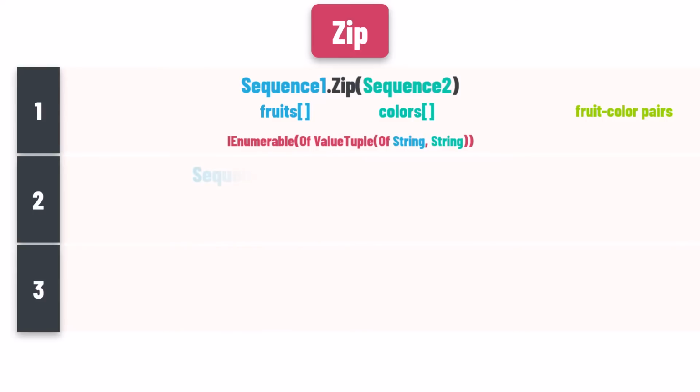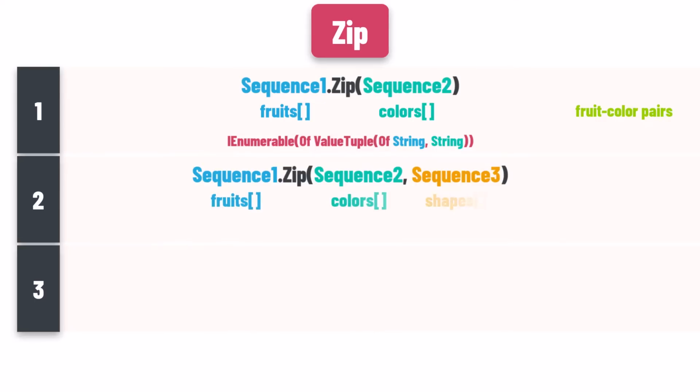Moving on, the second overload of zip works with 3 sequences. Similar to the first, it produces an IEnumerable of tuple, but this time, each tuple contains 3 elements, one from each of the sequences. This could be useful when you want to combine related data from 3 different lists, like fruits, colors, and shapes, into a single collection. The output here will be an IEnumerable of tuple of T1, T2, T3, where each one represents the type of a sequence.